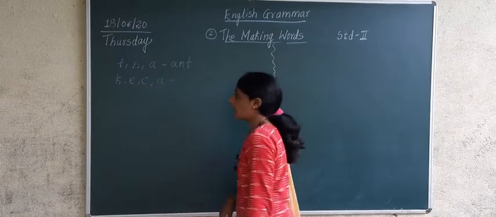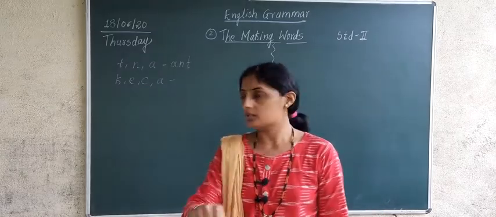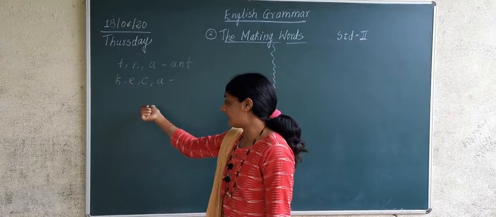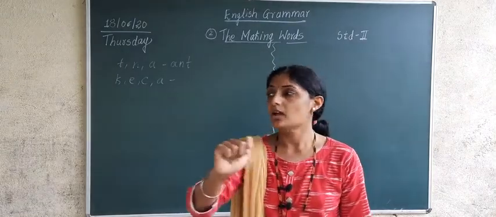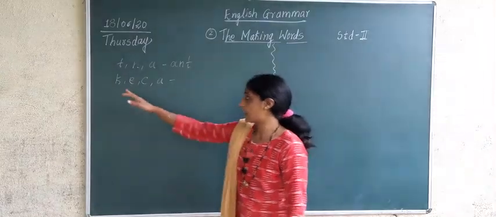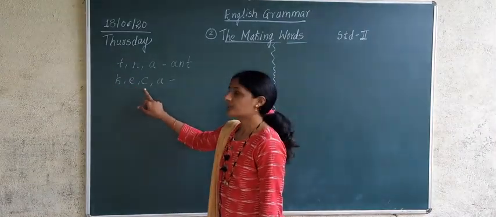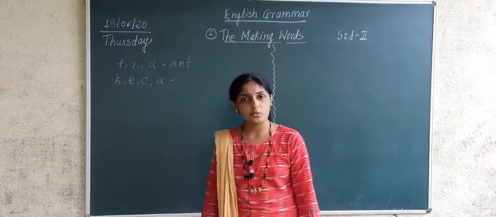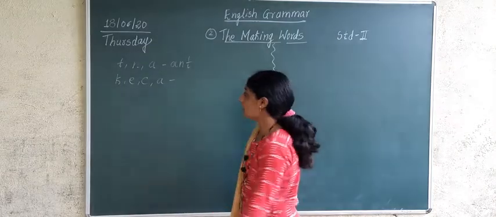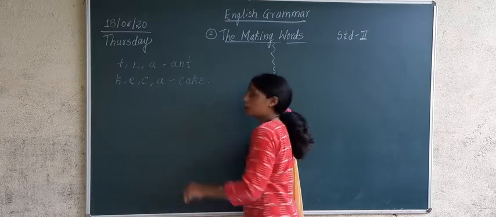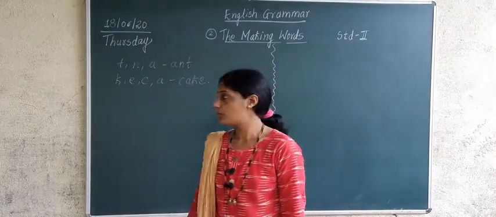The next example which was given in the book is K-E-C-A. In the first example 3 letters were there, and in the second example 4 letters are there. Which letters are there? K, E, C, A. Now, from these 4 letters, can you make any word? Yes, we can make the word kick. Understood? Have you understood what word we have made?